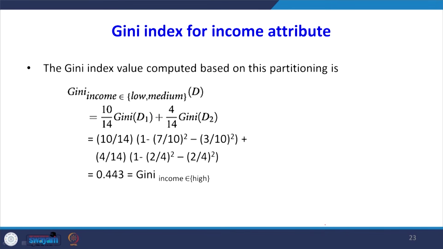The Gini index value computed based on this partitioning is Gini income in the set low and medium, equal to 10 divided by 14 Gini D1 plus 4 divided by 14 Gini D2. How did we get this? Looking at low and medium, there are 10 values out of 14, so 10 by 14. The remaining is 4, in D2, so 4 divided by 14. Gini D1 we have seen in the previous lecture: 1 minus 7 by 10 whole square minus 3 by 10 whole square.